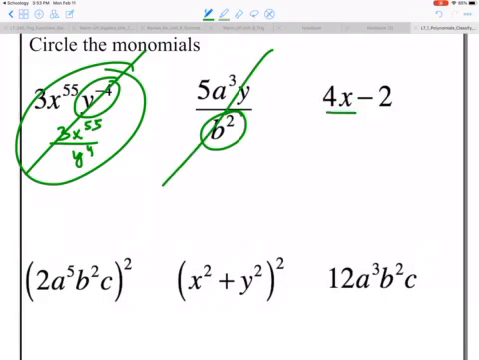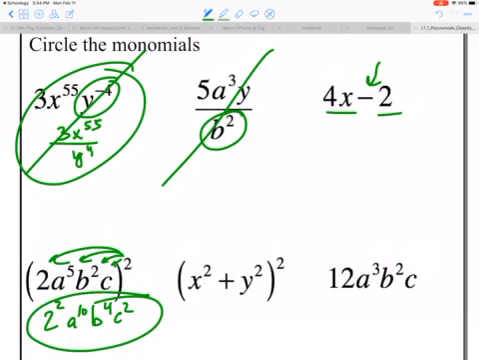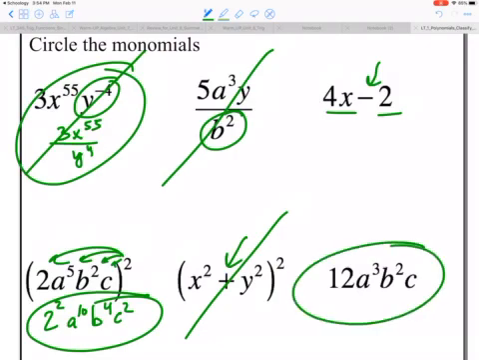This guy is a binomial because you have subtraction in between. This guy we could simplify. There's no addition or subtraction inside. We would get 2 squared, a to the 10th, b to the 4th, c squared. So that is a monomial. This guy, because of that plus in between, is not a monomial. And this guy is a monomial because you just have multiplication between the terms.